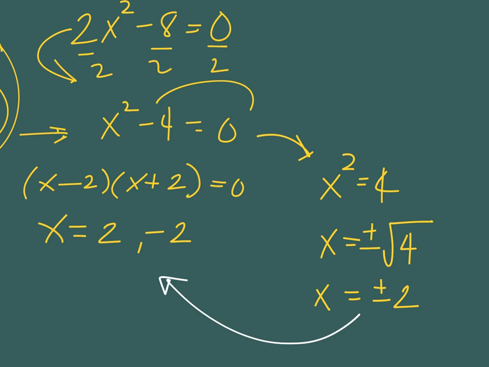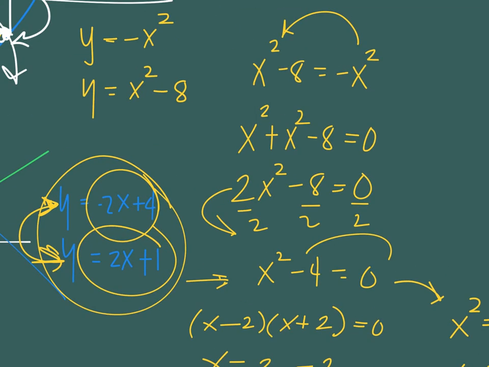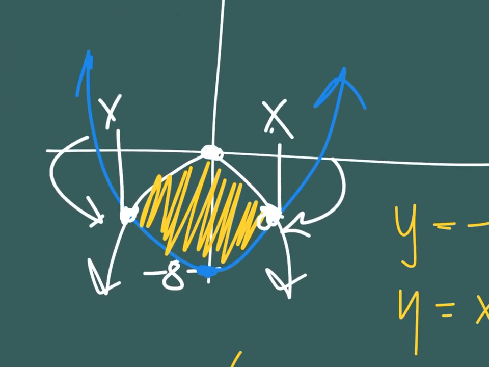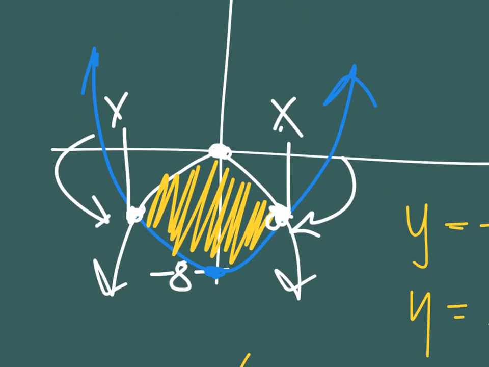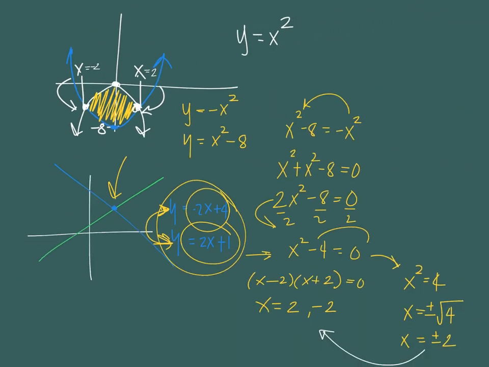And then we go back to the reason why we did this. We equated the two equations so that we can find the intersection of these two graphs. And we found that x is negative 2 and x is positive 2. Now, we are ready to get the area by using integration.